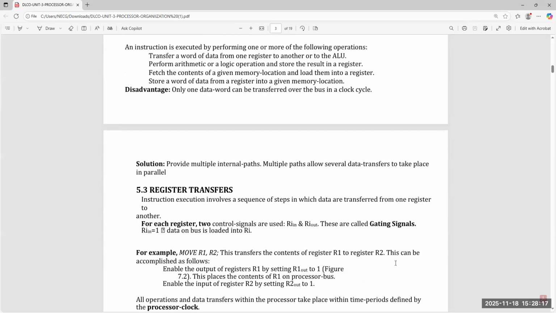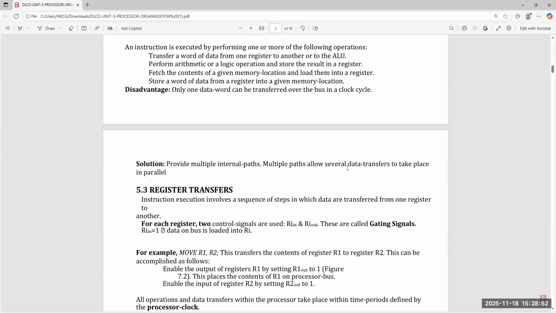So how do we overcome this disadvantage of single bus organization? We have to provide multiple internal paths. Multiple paths allow several data transfers to take place in parallel. That is called the multiple bus organization.